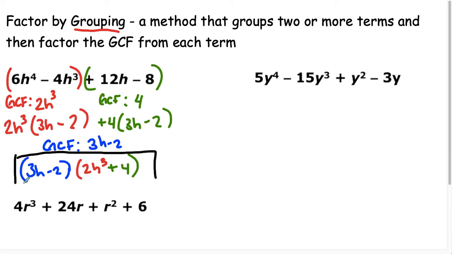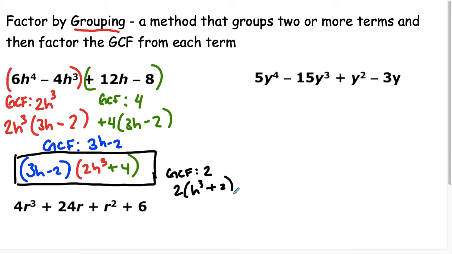This could be my final answer. Furthermore, you can still factor this because you can still apply a GCF, which would be 2. So then this would be 2 times h cubed plus 2, and then multiplied by 3h minus 2. So this is the final answer, if need be. However, this is okay and acceptable for now, just so you can practice factor by grouping.